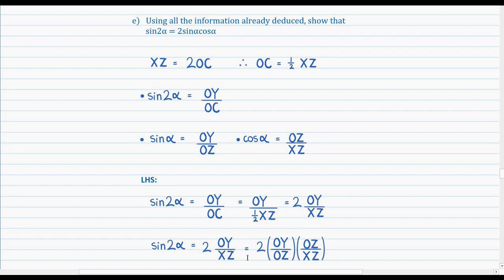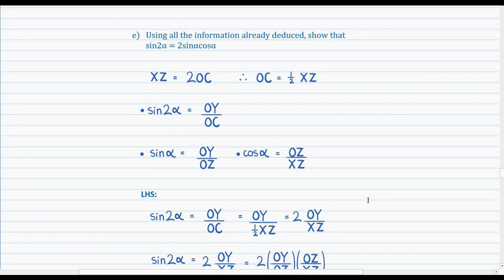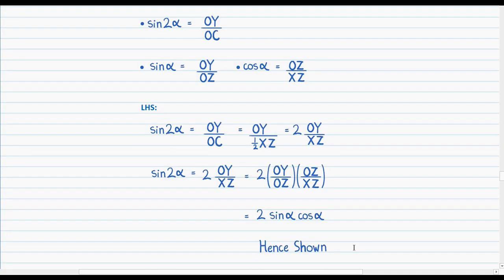And from the previous parts, we know that OY over OZ is the same as sine alpha and OZ over XZ is the same as cos alpha. So we can just substitute these in over here, which gives the required answer of 2 sine alpha cos alpha. Therefore, we've shown the required identity, and you can just conclude this by saying hence shown. And that completes the two-dimensional examples I'll go through.